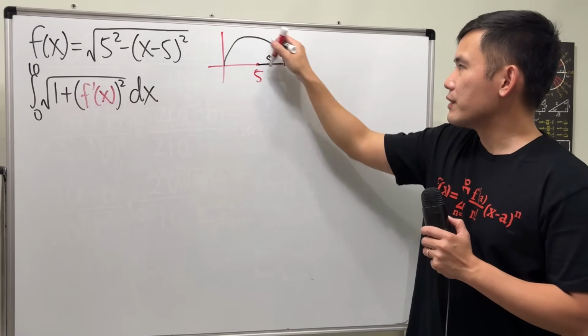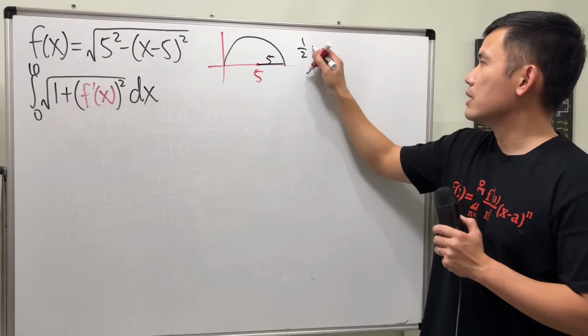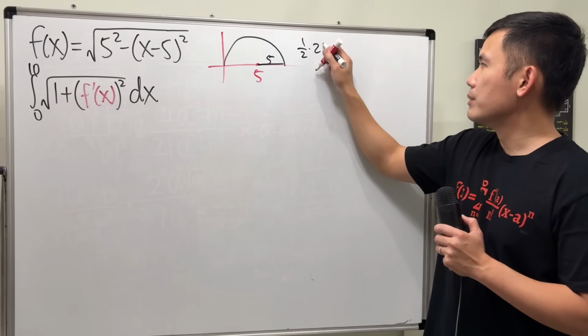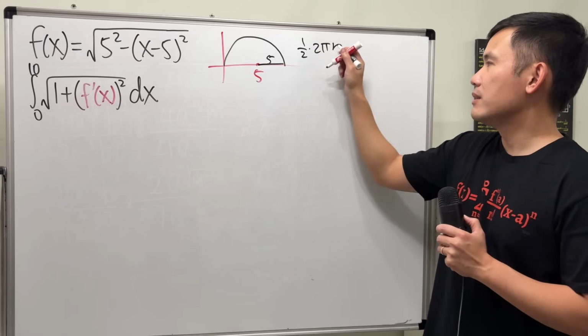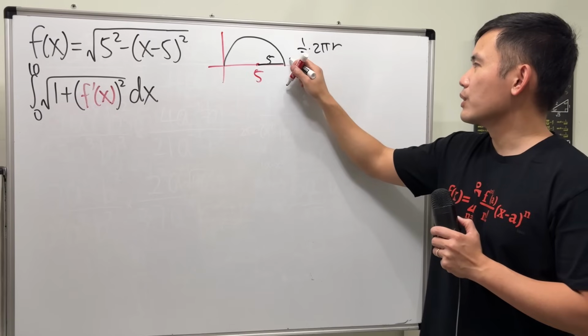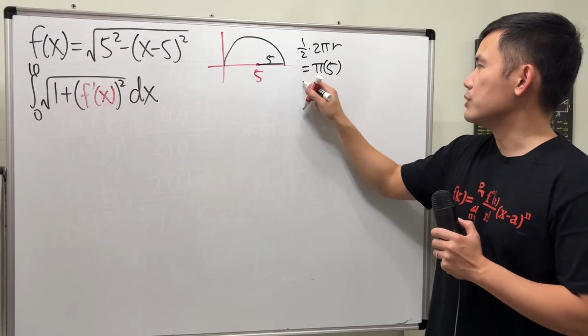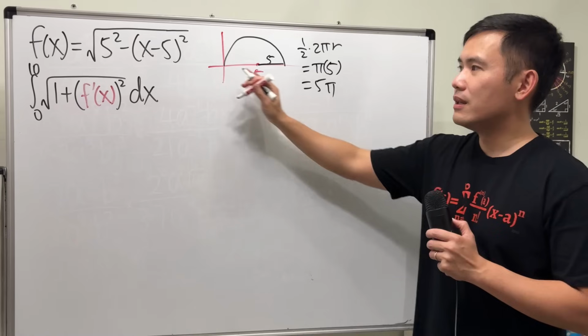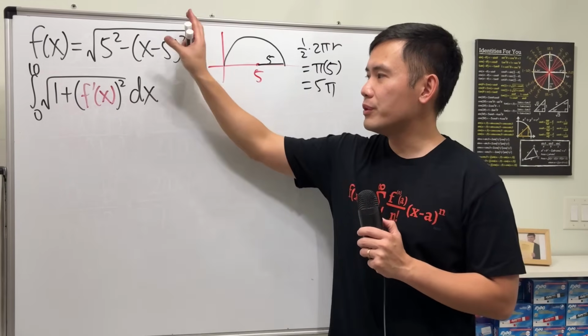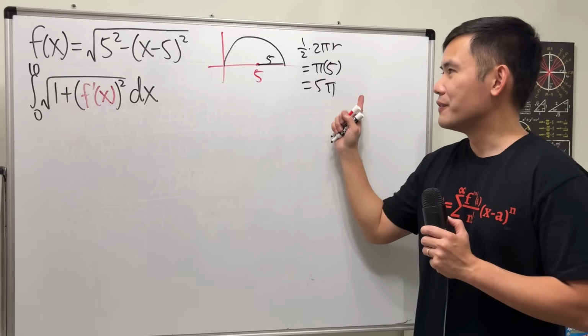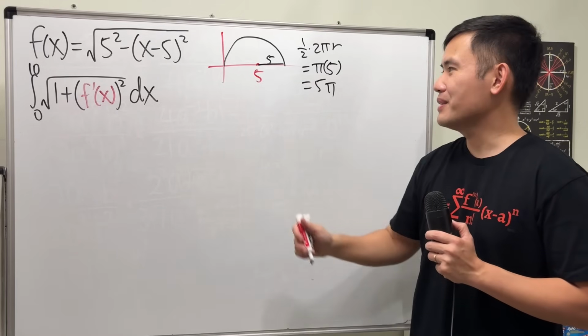So half of the circumference is just half times 2 pi r, and r is 5, so they cancel. So the answer right here should really be just pi times 5, which is just 5 pi. So later on, when we compute the integral, we should end up with 5 pi. Now let's take a look.